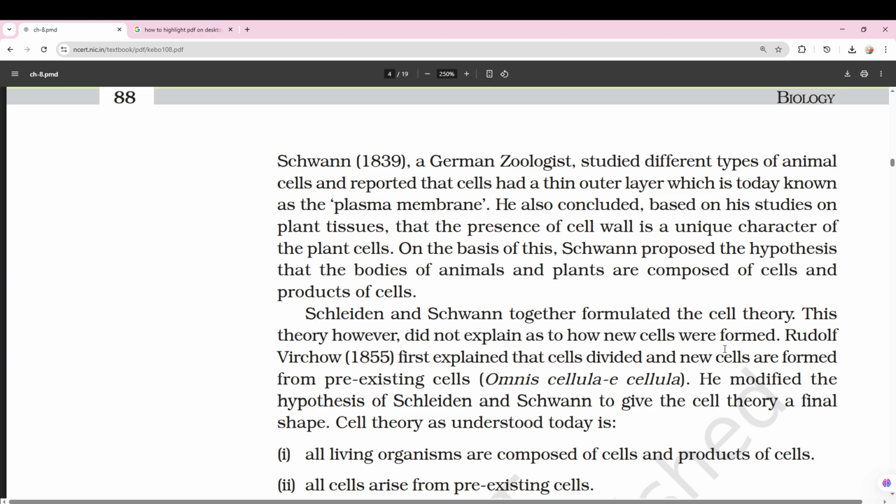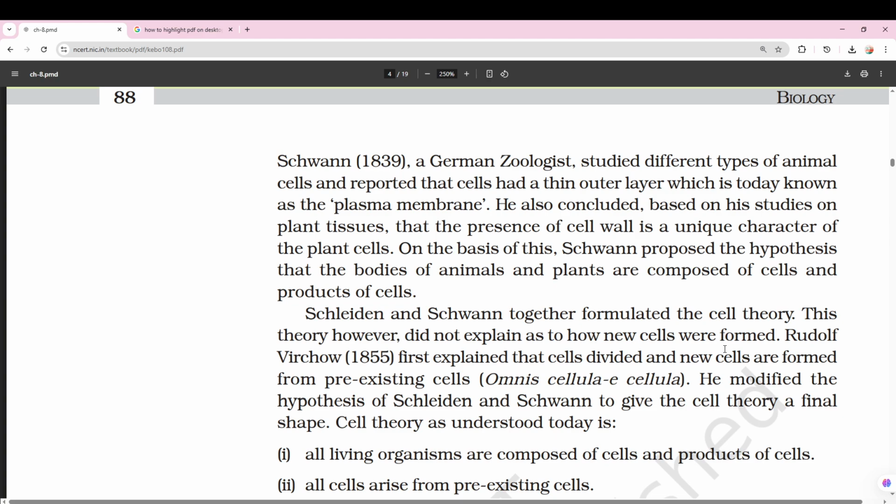He also concluded, based on his studies on plant tissues, that the presence of cell wall is a unique character of the plant cells. On the basis of this, Schwann proposed the hypothesis that the bodies of animals and plants are composed of cells and products of cells.